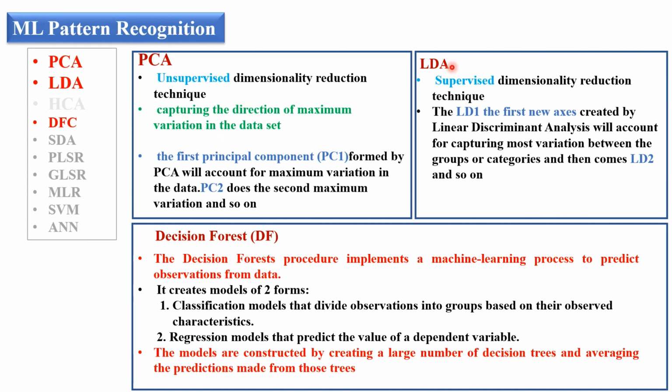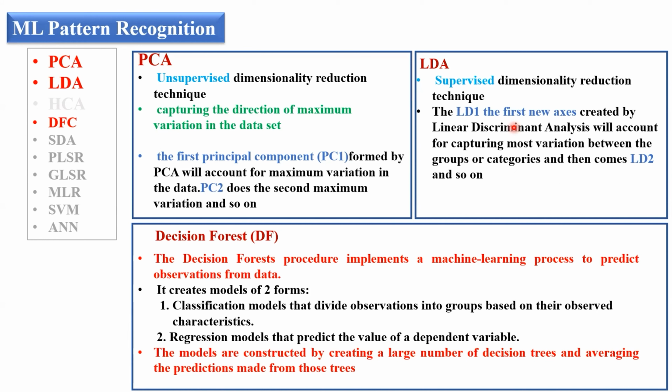LDA is a supervised dimensionality reduction technique. Here, supervised means we have the labels. LD1, the first new axis created by linear discriminant analysis, will account for capturing most variation between groups or categories, and then comes LD2 and so on. For the classification, we can go for the supervised machine learning models. And one more is the decision forest classifier.